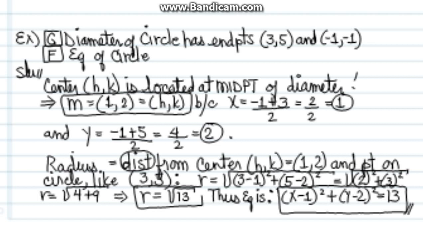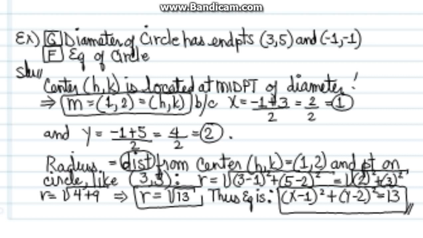Simplify inside the radical, and you get the square root of 2² plus 3², which simplifies to r being equal to the square root of 4 plus 9, which implies that r is equal to the square root of 13. So now we have everything we need. We know the center (h, k) is the ordered pair (1, 2). So h is equal to 1, k is equal to 2, and we know the radius r is equal to the square root of 13.